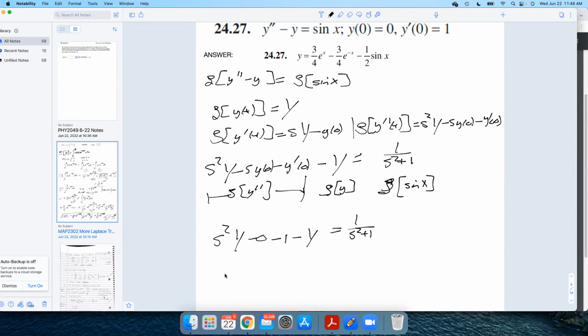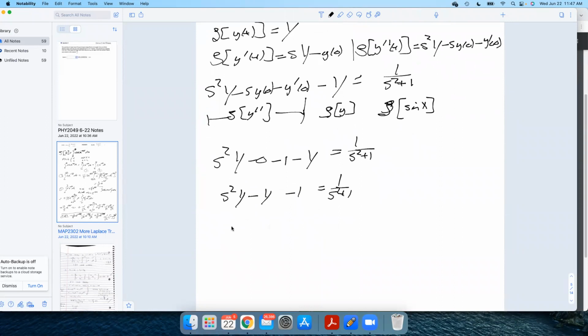So combining everything together, I get s squared capital Y minus capital Y minus 1. From here, I can factor out a capital Y. Let's move that 1 over first. Let me write it like this. And if I factor out this capital Y, I get here s squared minus 1.